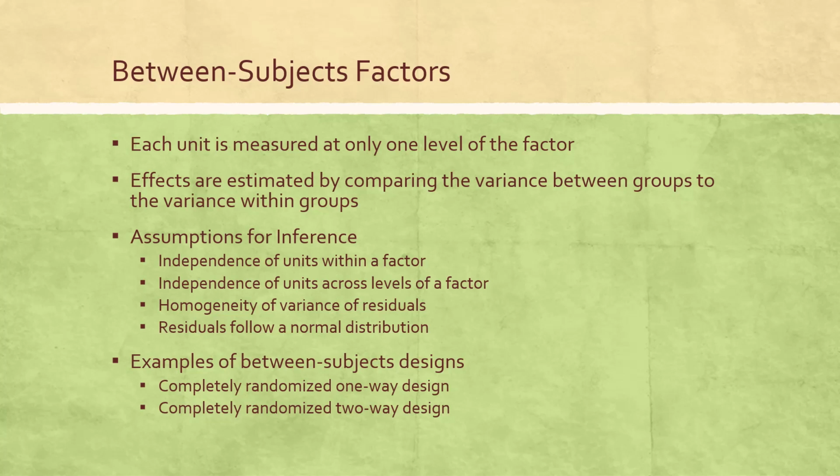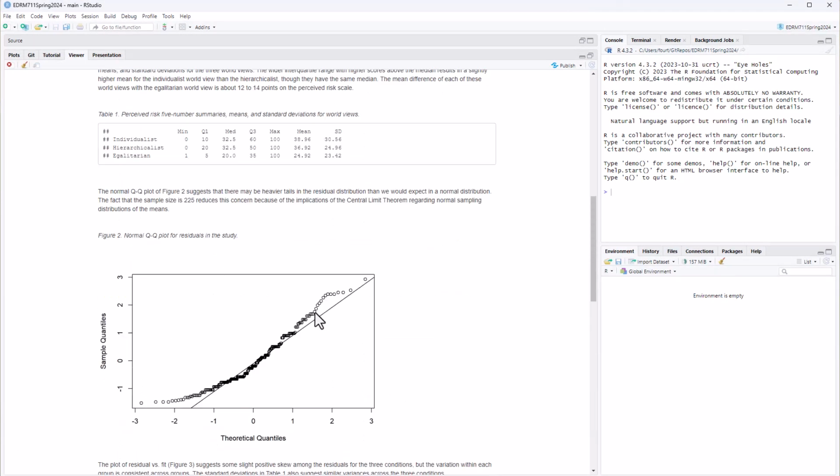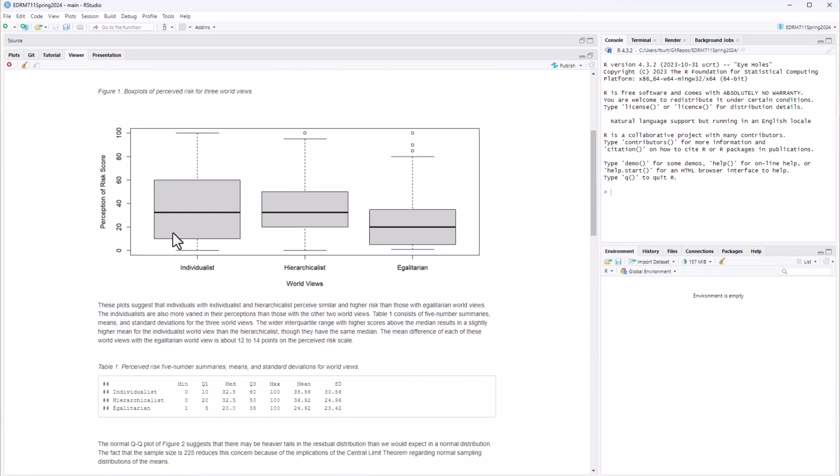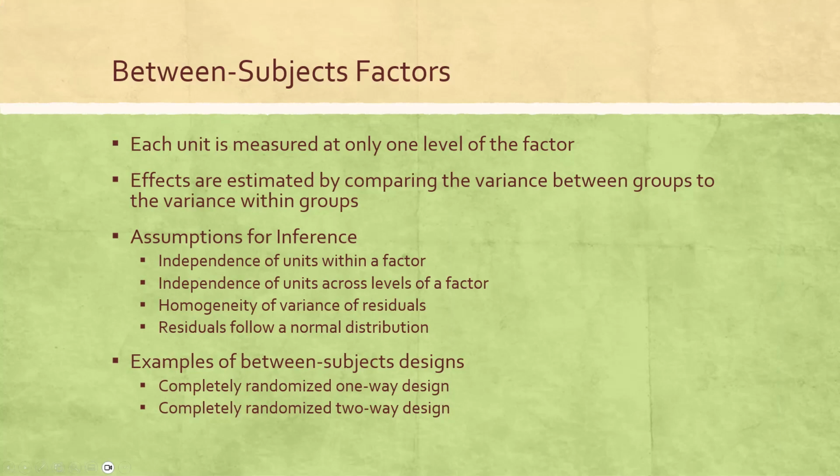That independence of units across the levels of a factor is what really defines between subject factors. So looking again at our box plots here, everyone who goes into making up this particular box plot has to be independent of everyone else within that same box plot, but also has to be independent of the individuals that make up the box plot here for hierarchicalist. So you have independence of units within a factor and independence of units across levels of a factor.